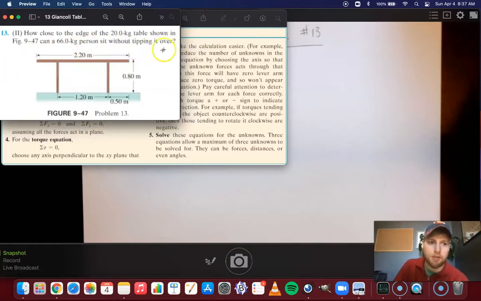So we've got a table which appears to have legs evenly spaced around it, and we're told that the table is massive. It's 20 kilograms. Maybe you've been sitting on a picnic table and someone's too close to the edge, it'll eventually tip over. So we're going to just simply follow the checklist and see if we can figure this out. This time we're trying to solve for something very different than some of the other ones. We're trying to solve for the distance that they can sit near the edge such that it doesn't tip over.